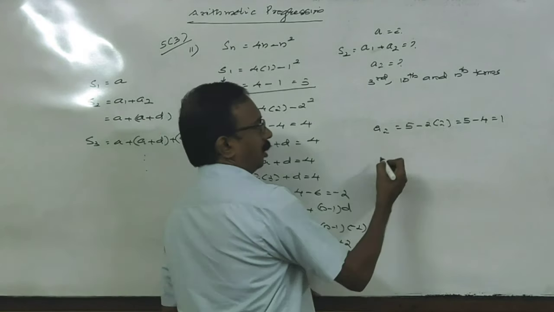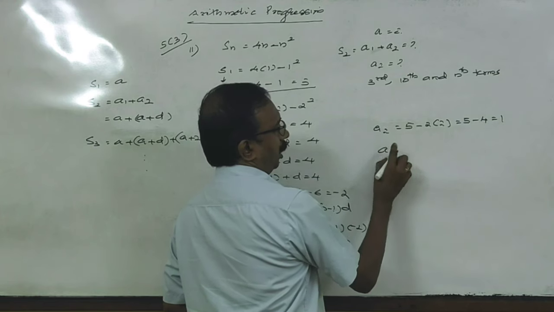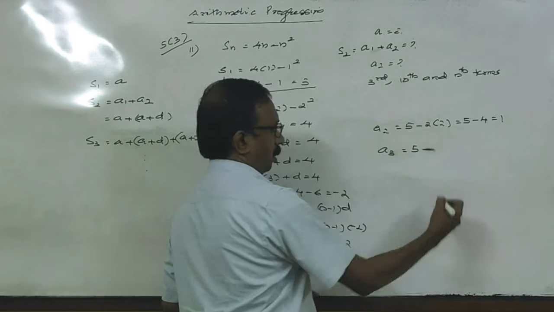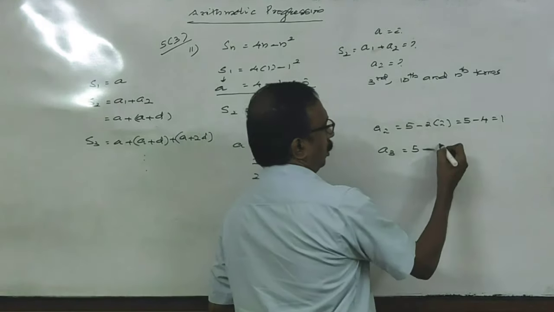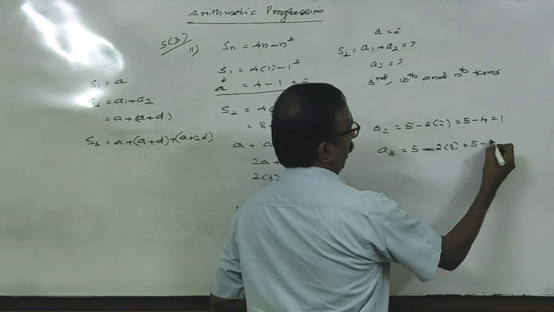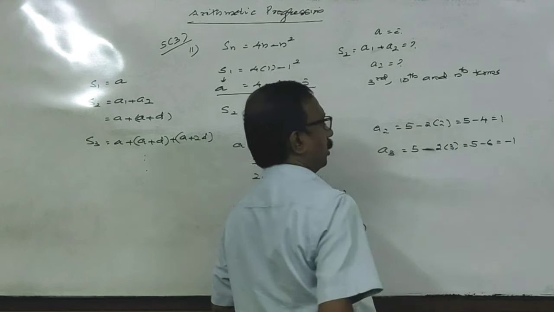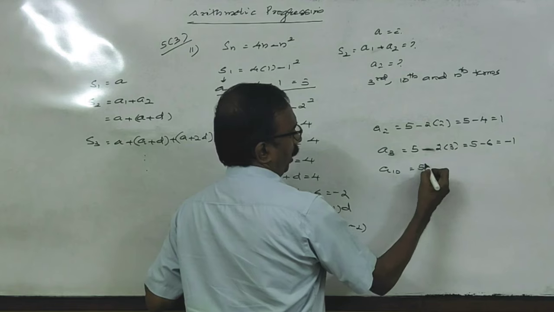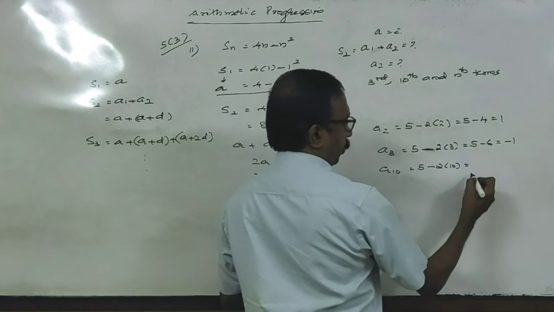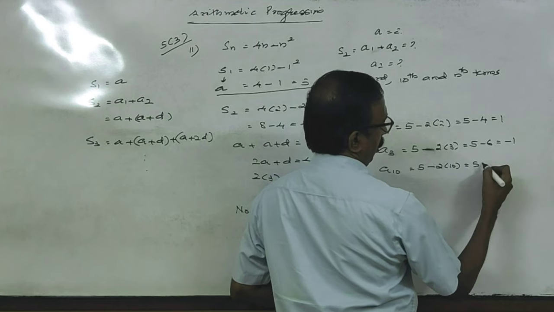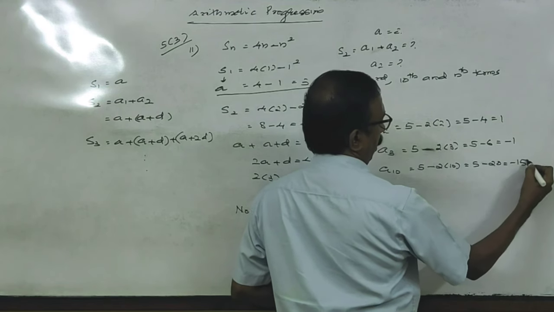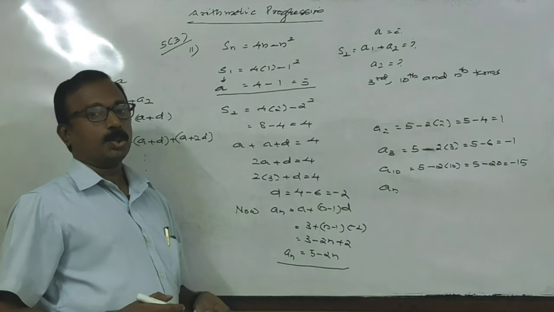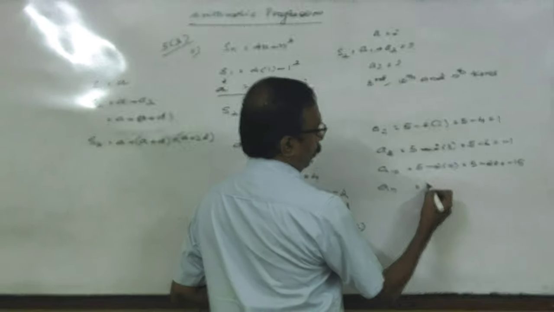Now what about a3? a3 is 5 minus 2 into 3, that is 5 minus 6, which is minus 1. Now we have to find a10: 5 minus 2 into 10, that is 5 minus 20, minus 15. And an is equal to 5 minus 2n.